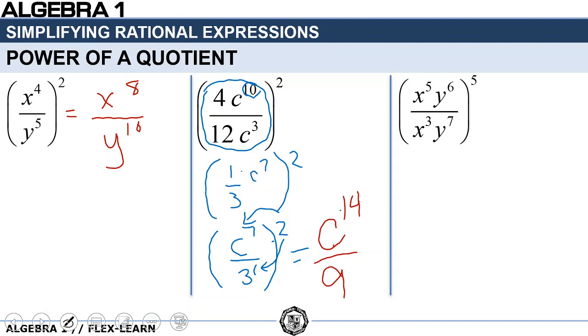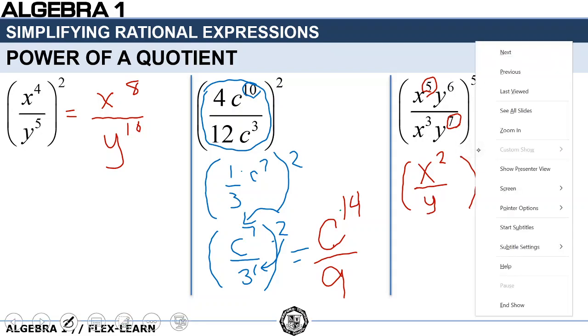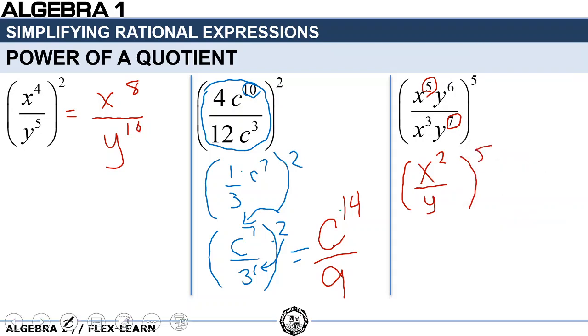Again, kind of looks terrifying, but just like the previous example, simplify the inside first. The first thing I'm looking at right away is, oh wait, I got a 5, that's top heavy for the x's. 5 minus 3 is 2, so I know I'm going to have x squared on top. And then I look at the y's and I realize, ooh, 7's bigger than 6, so y is going to end up on the bottom. 7 minus 6 is 1, so I have y to the 1st, and now that's all raised to the 5th power.